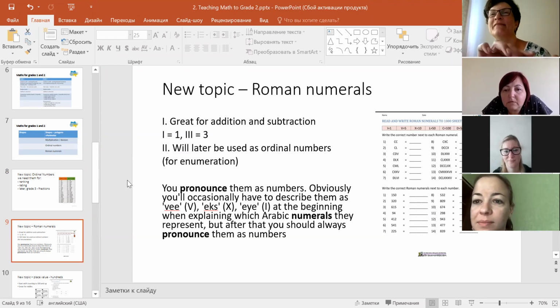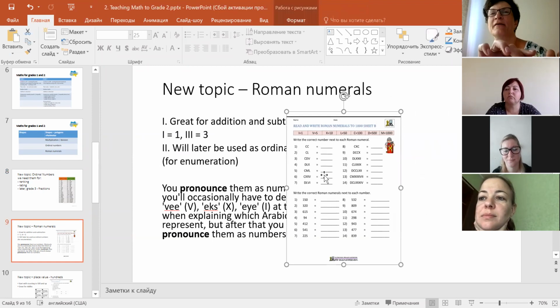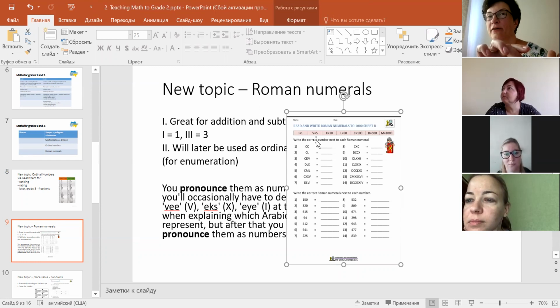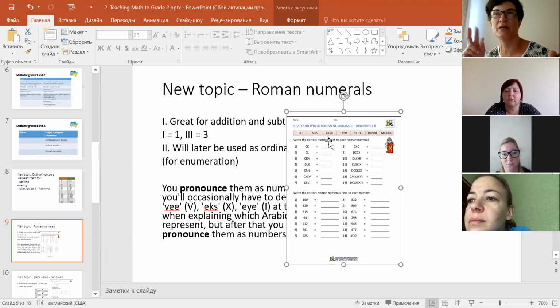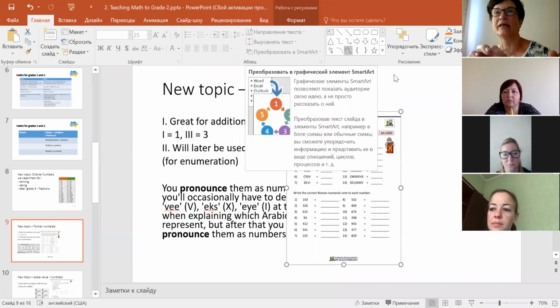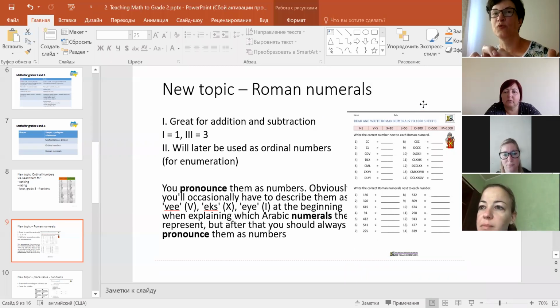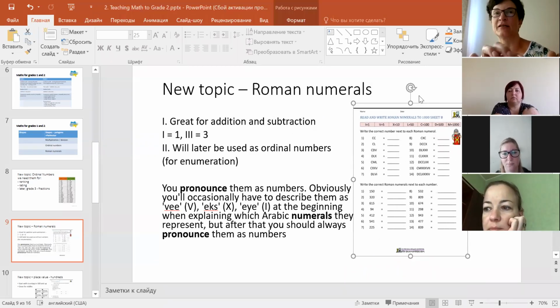Yeah, so you see the numerals here: 1 is I, then 5 is V, 10 is X, then L, C, D, and M. But when we read them, we don't actually pronounce the letters. We read them as numbers. But with the kids, we may pronounce them as letters. Why? Because, and I understood it only a couple of days ago, Roman numbers are a great way of practicing addition and subtraction.